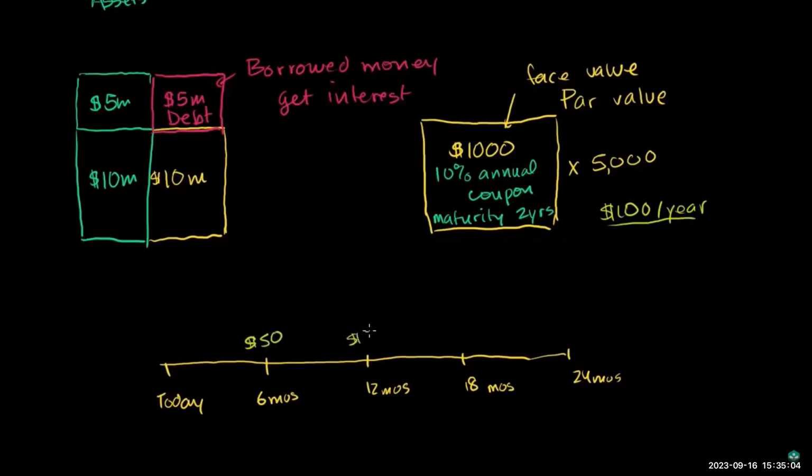You're going to get $50 after 12 months, or after another 6 months. You're going to get another $50 here. You're going to get a final $50 there. And they're also going to have to pay you back the original amount of the loan. They're also going to have to pay you the $1,000. So that last payment is going to be the coupon of $50 plus the $1,000. And so you will have essentially been getting this 10% annual interest.